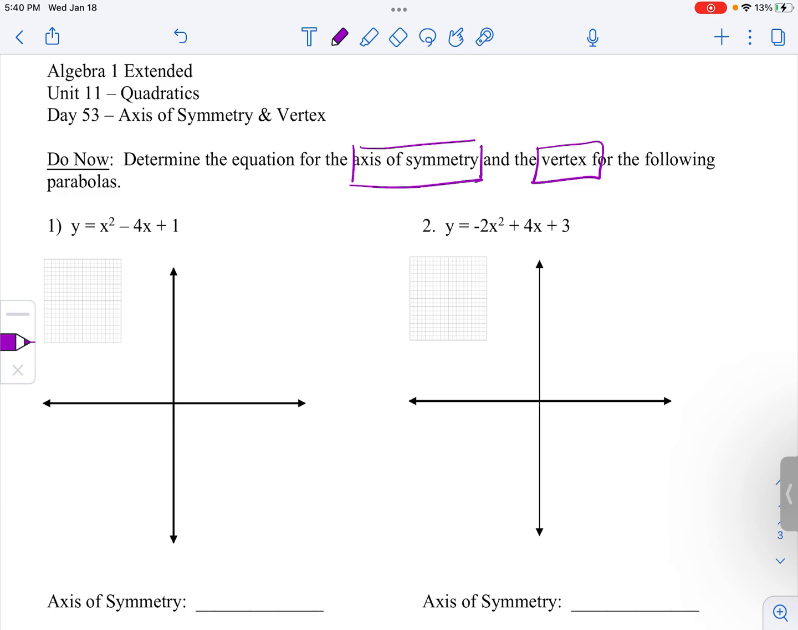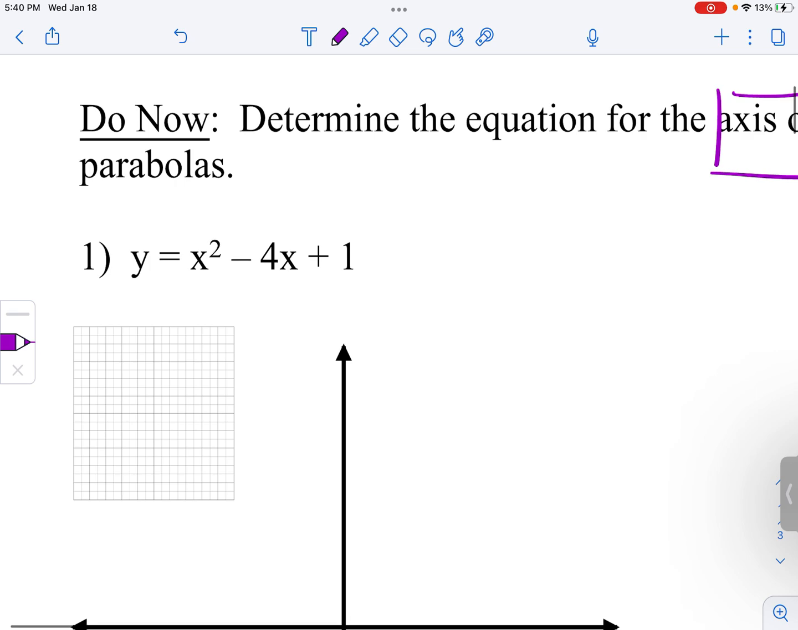So again, I know my grids, I'm sorry, I tried to figure it out. It just does not work on my iPad. We're going to graph these, and then we're going to use the graph to figure out what the axis of symmetry is and our vertex. So I would like you to take a second, because this is important. You guys can do this on your own.